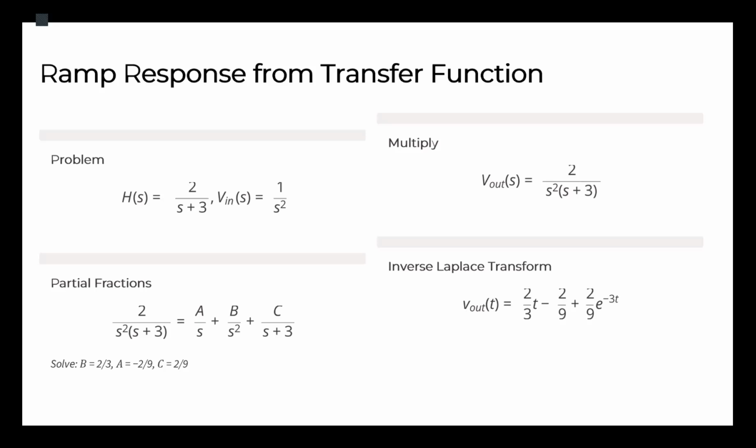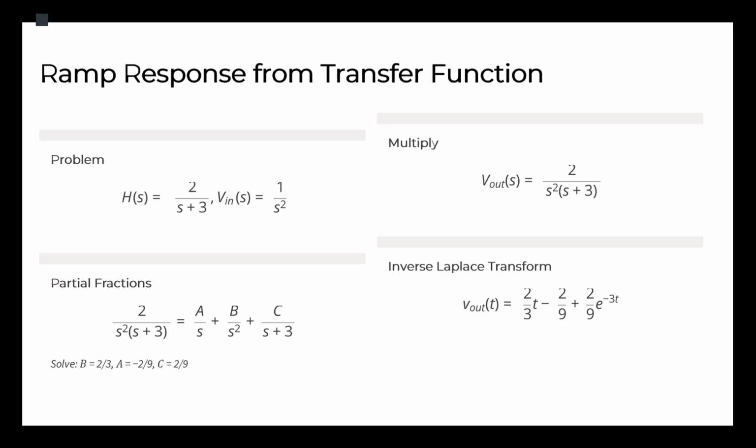Now, let's do another example. We have the transfer function. Now we have the ramp function as the input. The Laplace of the ramp function is 1 over s squared. So if you wanted to calculate the output, again, very simple. You multiply the transfer function to the input. Now you have the output.